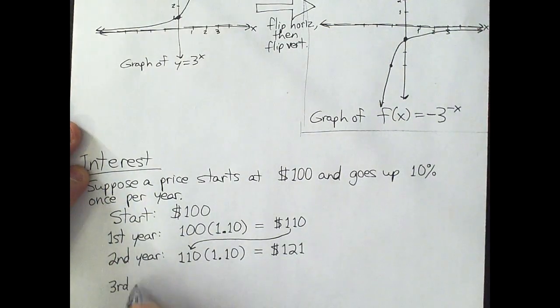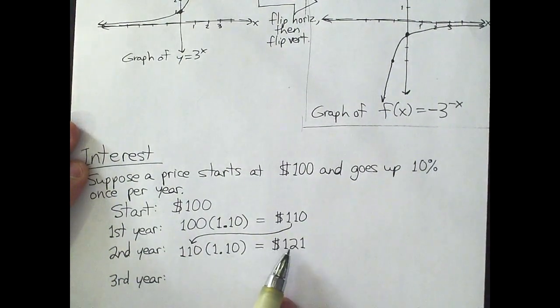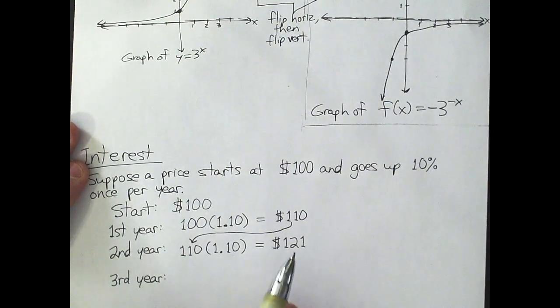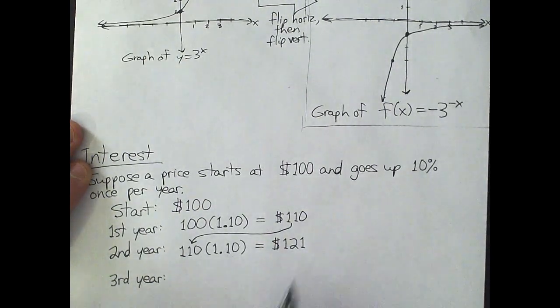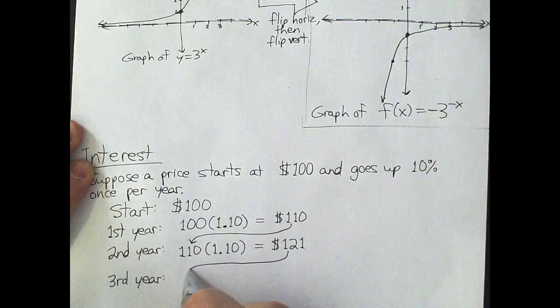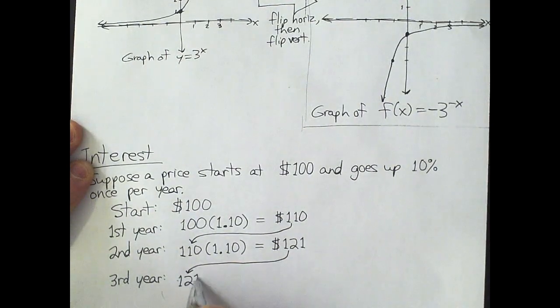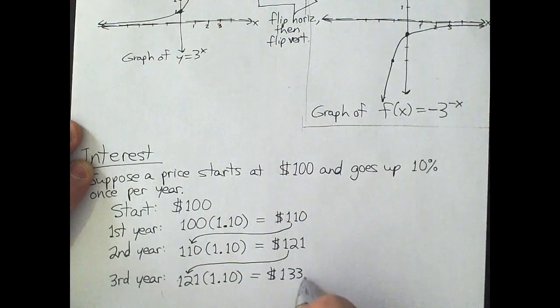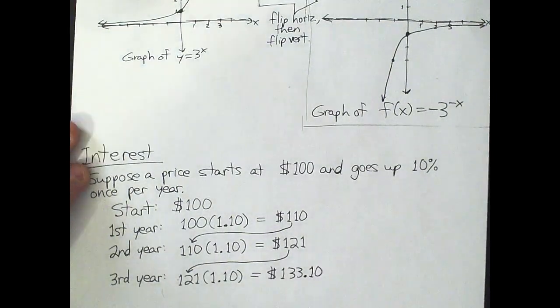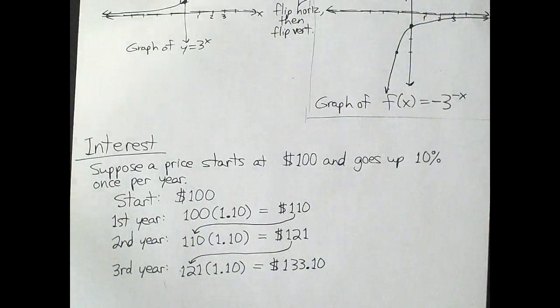And you can see where we're going with this. We're going to go another year. After 3 years, what happens? Well, for the past 12 months, the price has been 121. We want to go up 10% of this, and a way that we could do that is take this 121 and multiply it by 1.10. This is going to get us 133 and 10 cents. So it's not just going up $10 per year. The percentage depends on what the current value is.